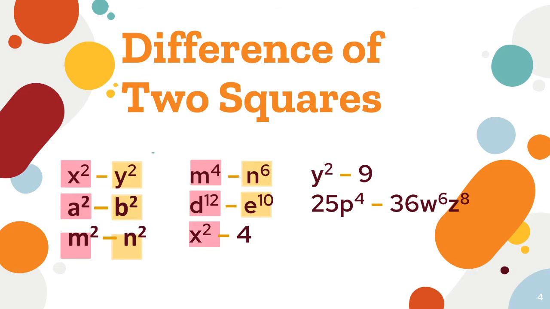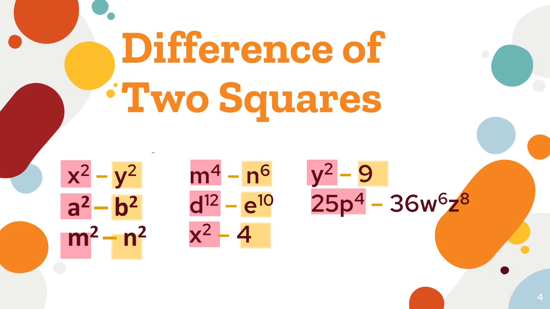Ano ulit ang square root ng x squared? Correct, x. Then, the square root of 4 is 2. The square root of y squared is y. And the square root of 9 is 3. So, how about 25p to the 4th? O yan, pag pinagsama ang constant at variable, dapat parehong perfect square.